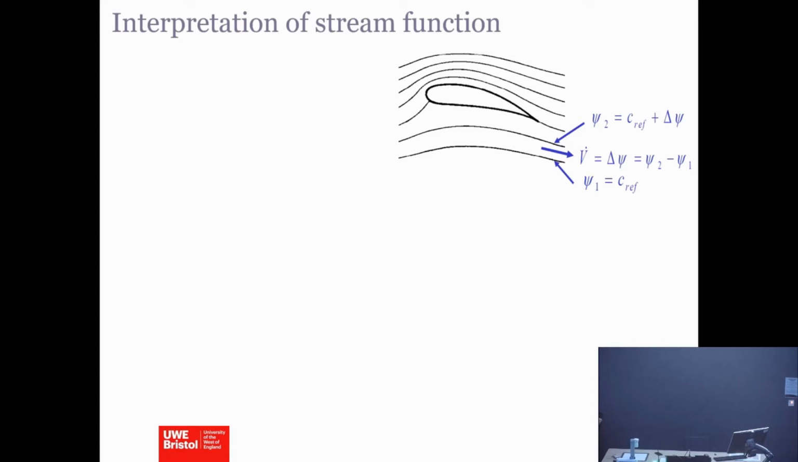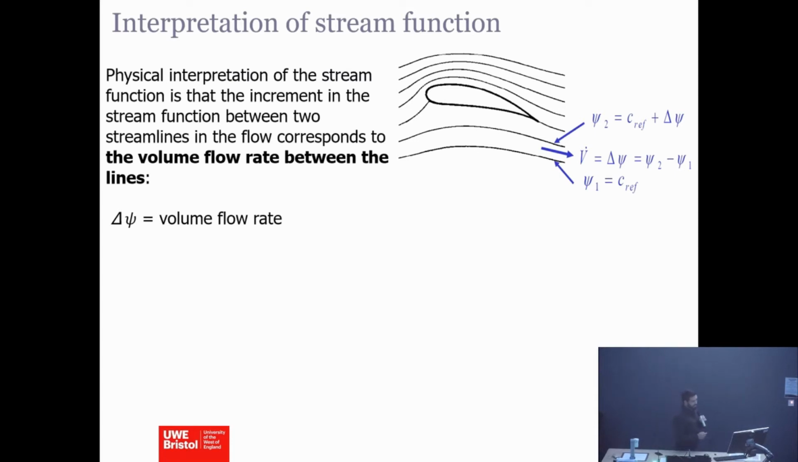And this second one, as we go up, the value of the stream function will change by a certain amount, and we call that the stream function psi 2, which equals C ref plus a small amount delta psi. When we think about it physically, that change in the stream function between two streamlines turns out to be the same as the volumetric flow rate going through them. That's physically what it is.